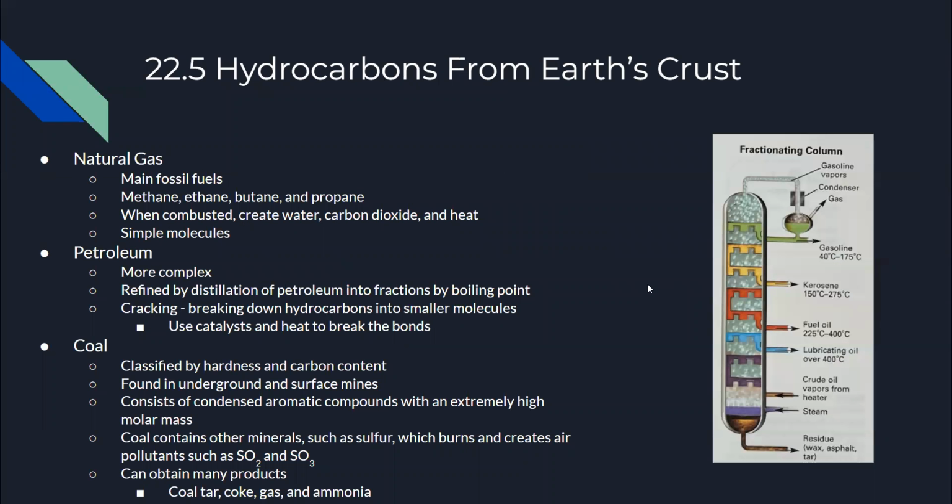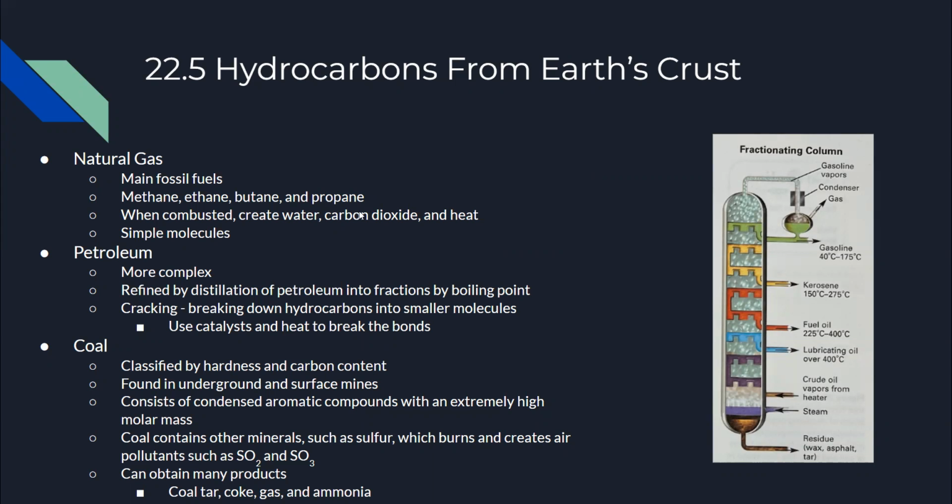And 22.5, hydrocarbons from Earth's crust. And this is the last section. So you basically have three types of hydrocarbons from Earth's crust: natural gas, petroleum, and coal. So natural gas is basically like the main fossil fuels, and these are basically methane, ethane, butane, and propane. And when these are combusted, they create water, carbon dioxide, and heat, always. And these are very simple molecules.